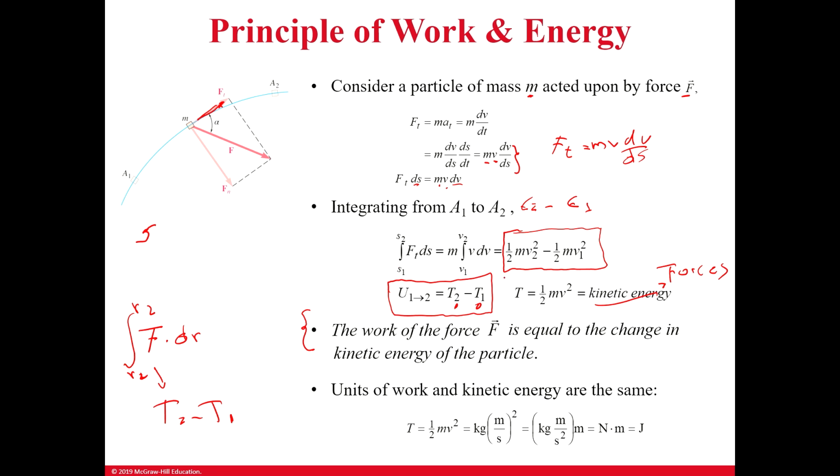The units of work are given in newton meters or joules. You can see that because mass is in kilograms and velocity squared is meters squared over seconds squared. So that gives us kilograms times meters per second squared times meters, which is newton meters or joules. The unit of energy is always joules. Force times distance: in this example, this is in newtons, and this is in meters.